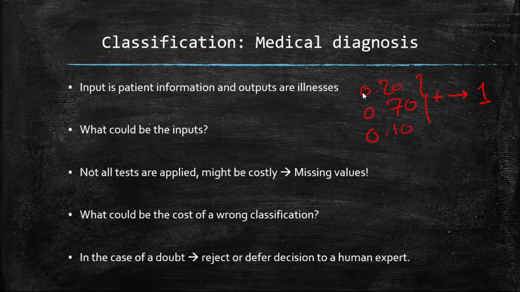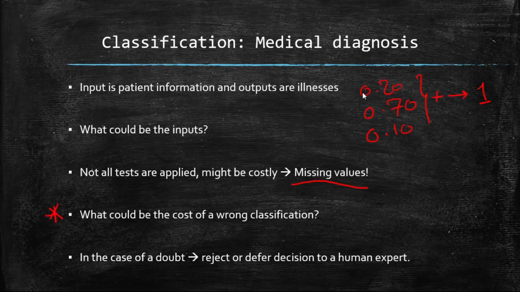Now, some tests might be too costly or just simply not necessary for a customer, right? So for those tests, you will have missing values because the customer simply hasn't had those tests. So that's one more challenge here. And the major problem here is the cost of a wrong decision, of a wrong classification.